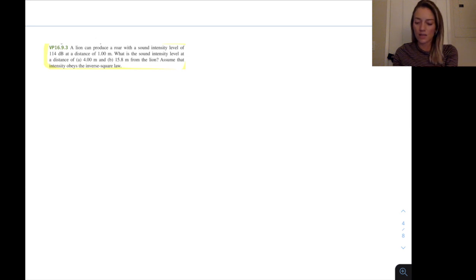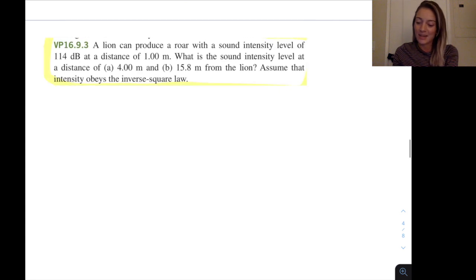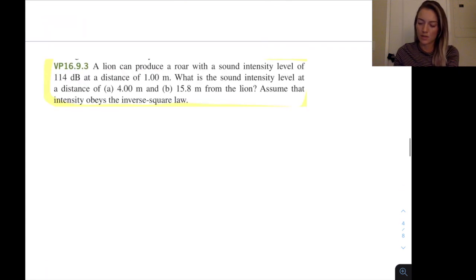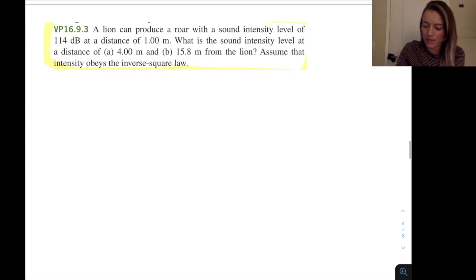All right, now we're going to do an example with intensity, because I know a lot of people did not like intensity in sound. So this was from your homework. So let's go over this problem here. A lion can produce a roar with sound intensity level of 114 decibels at a distance of 1 meter. So when you're 1 meter away from the lion, hopefully not in the wild, you have a sound intensity level of 114 decibels. So what is the sound intensity level at a distance of 4 meters away? So first let's write down our sound intensity. I'll leave out the decibels here so it's a little bit clearer.